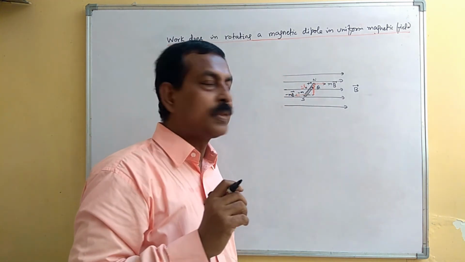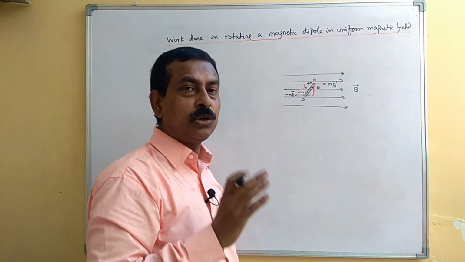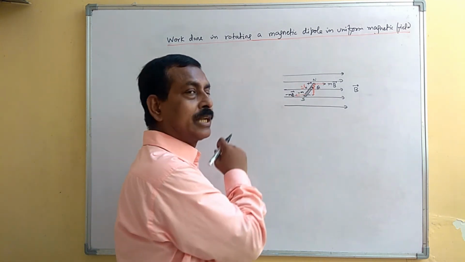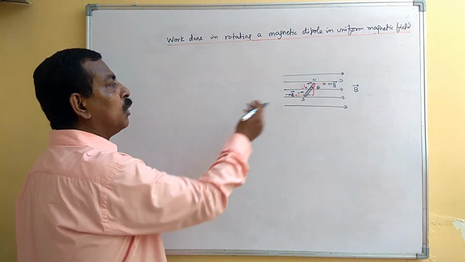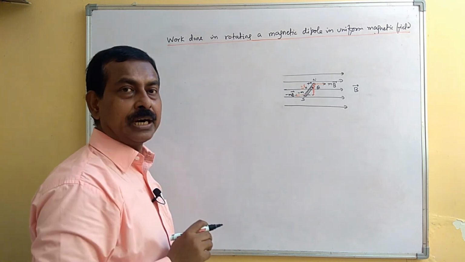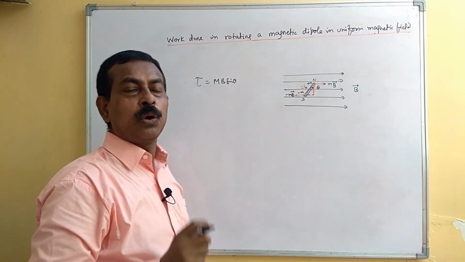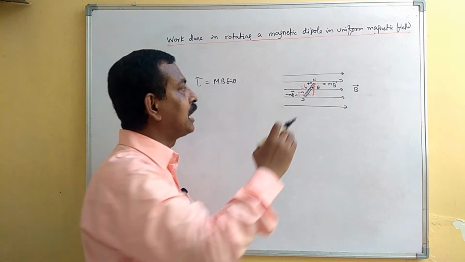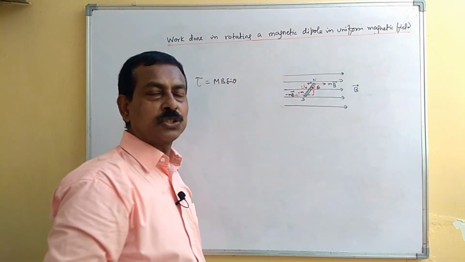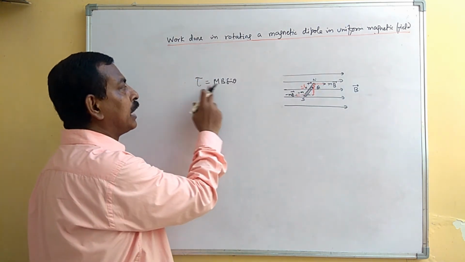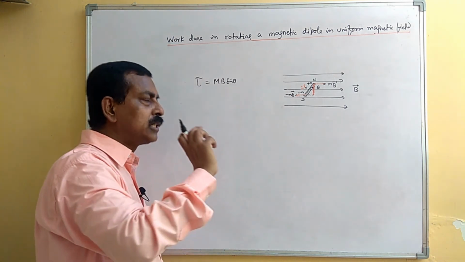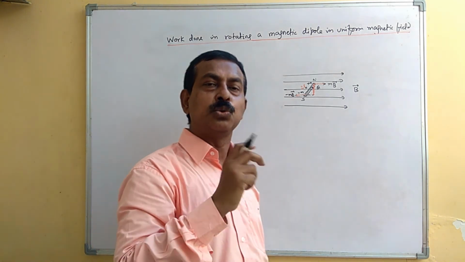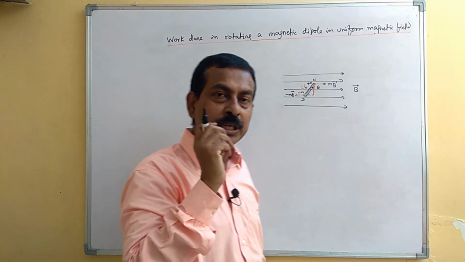Let B be the magnetic field intensity of the field in which a dipole is kept, and suppose when the magnetic dipole is at an angle theta with the direction of magnetic field, the torque tau is MB sine theta. Suppose the dipole gets turned through d theta. So there is small work done.